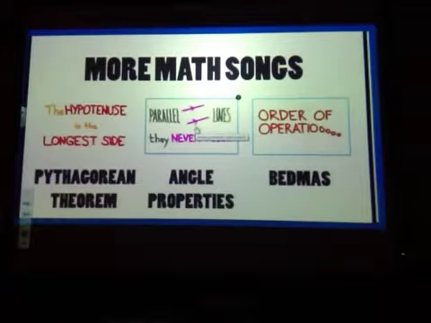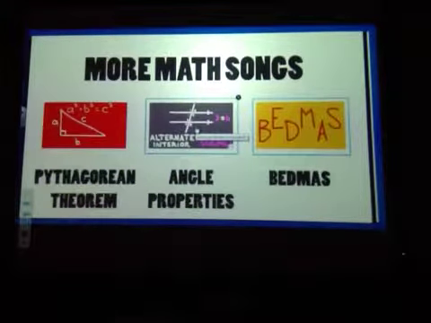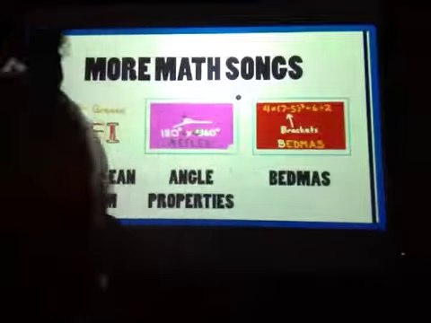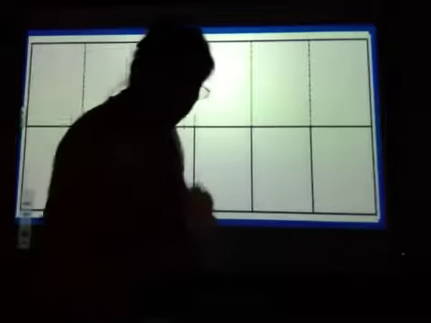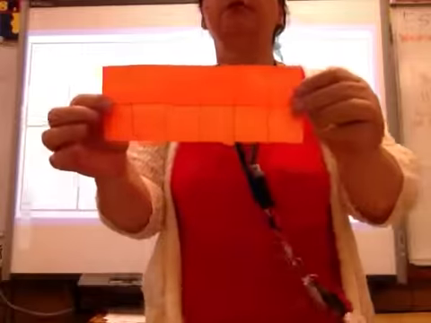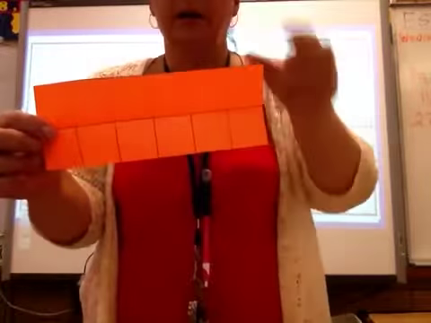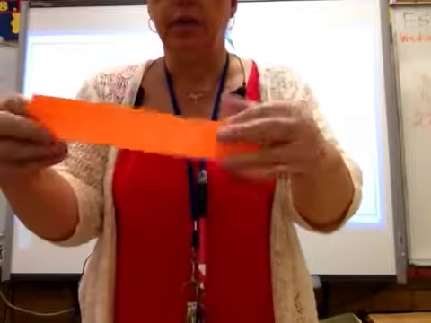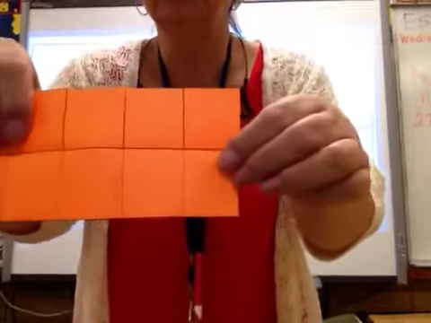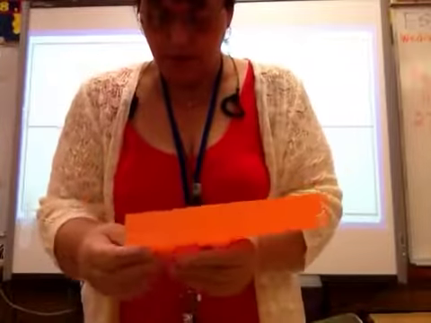All right, okay, let's go ahead and get started. You're going to be doing the foldable today, and this is what it looks like. All right, so let me turn my light on. So you have this, you have to cut it all the way around. I already cut this earlier, and I folded it in half, right at the line. Now I'm going to cut the dotted lines only.